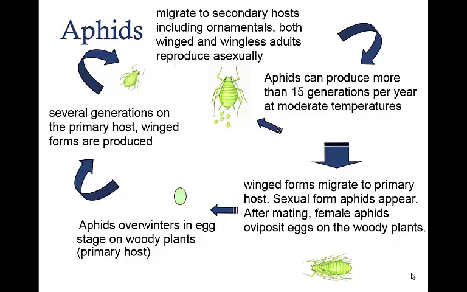Now, aphids have a lot of interesting life cycles, depending on the species, but here's just the general one. So aphids actually overwinter. They can overwinter in the egg stage on woody plants. So this could be on trees, woody shrubs. This is considered the primary host. In the spring, they can actually have several generations on that woody host. Then they'll produce these winged form aphids that then fly to a secondary host. And this can be our annual plants. It could be other ornamentals in the area.